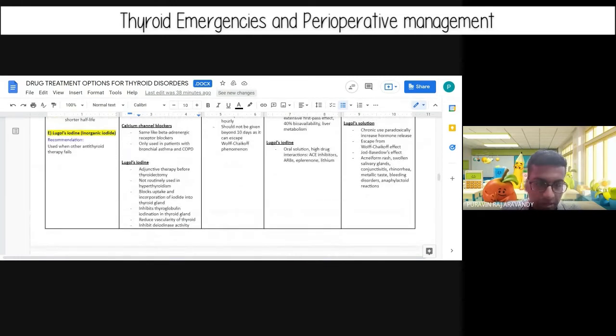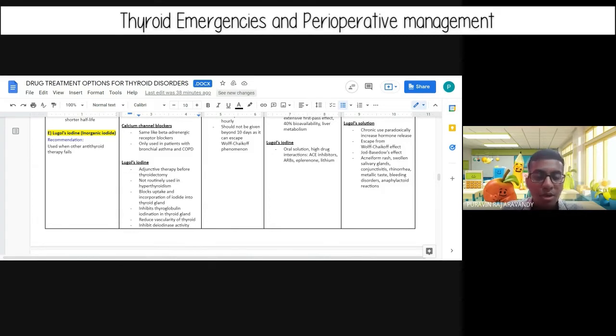Like the beta adrenergic receptor blockers, Lugol's iodine is also an adjunctive therapy, but this time it is for thyroidectomy. If the patient is to have a thyroidectomy, where they want to excise the thyroid gland because of recurrence or seriousness, Lugol's iodine is given as an adjunctive therapy. Why? Because it can reduce the vascularity and the fragility of the thyroid gland during the surgery. And as I said, since it's a last line of therapy, it's not routinely used in hyperthyroidism patients.